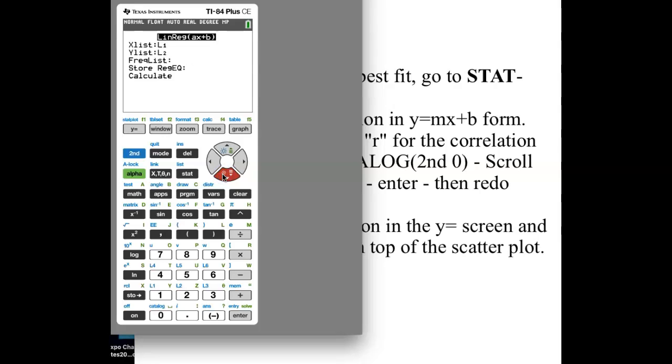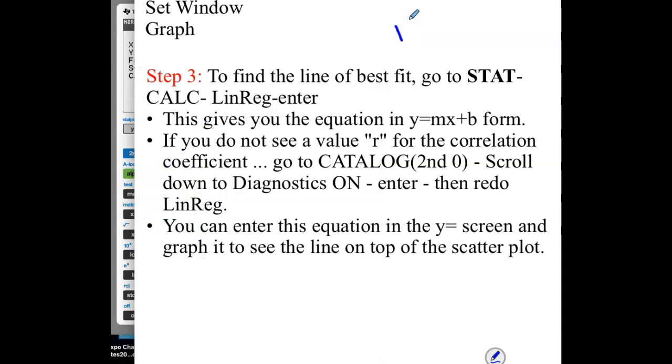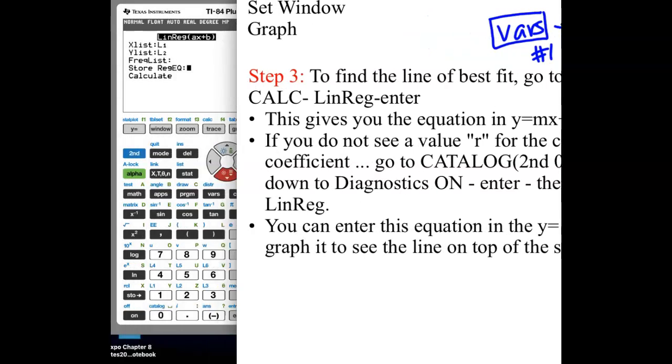We are going to store our equation, and I'll show you why in a minute. For our storing, we are going to do the variable key. It says vars. Then we're going to arrow over to y vars. Then we're going to choose number 1, and then we're going to choose number 1 again. Okay? I'll pause in a second and give you time to write that down.